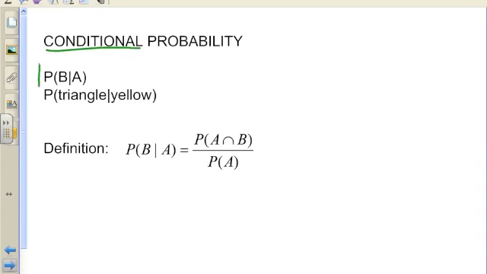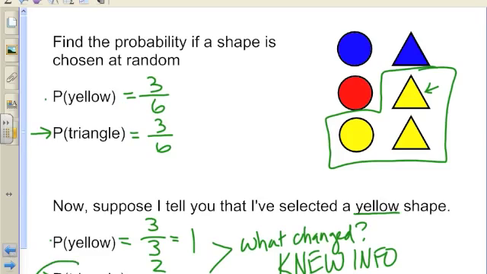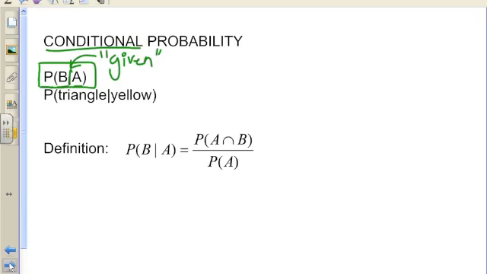So here's the notation you're going to see, the way I write it. That vertical bar, this thing right here, we read in the English language as the word given. So if I was to read this out loud, this would be the probability of B given A. Okay, that's how we say it. So the question I asked right here, I said, suppose I tell you it's yellow, what's the probability it's a triangle? That's the same as this. What's the probability it's a triangle given that the shape is yellow? What's the probability it's a triangle if I tell you ahead of time it's yellow?